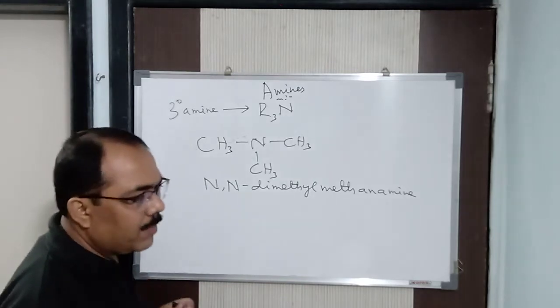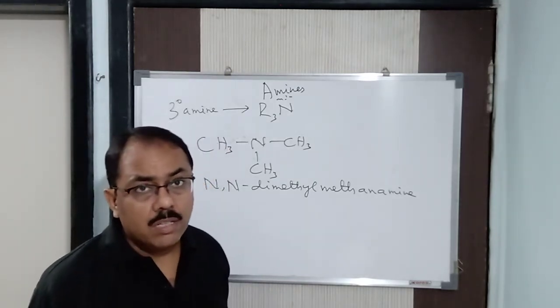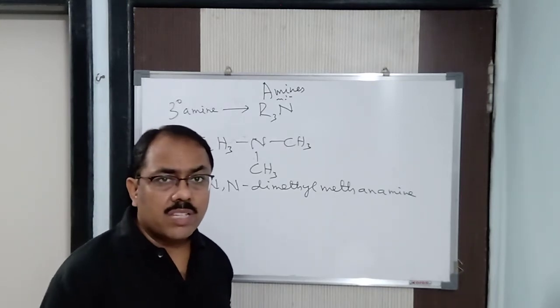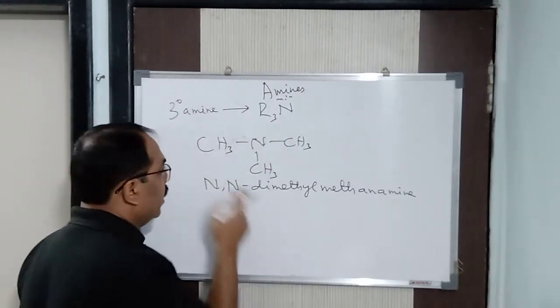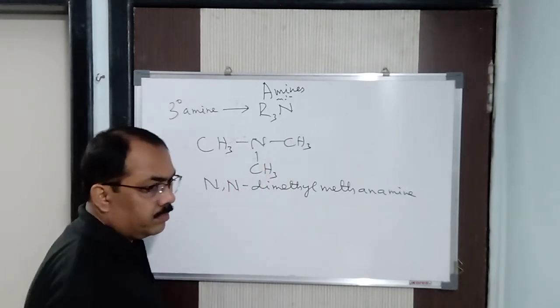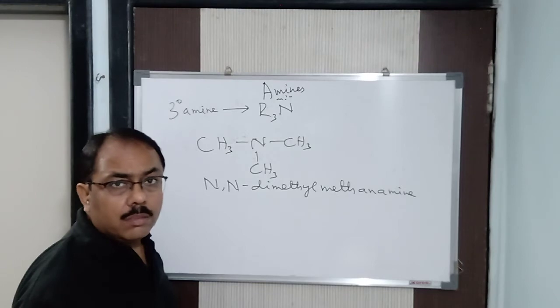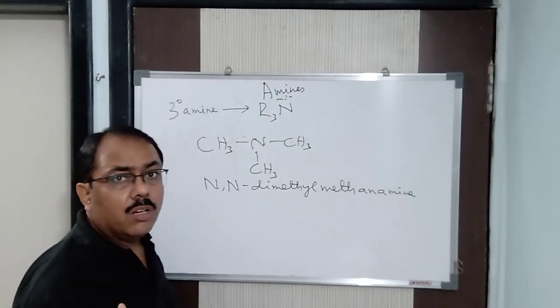Now in secondary amines and tertiary amines, we can also have mixed amines. Mixed means different alkyl groups. I gave examples of the same alkyl group, but here you can have different alkyl groups, like C2H5, CH3, C3H7. The one having the maximum number of carbon atoms will form the primary chain, the root word, and the other two will be your prefixes.